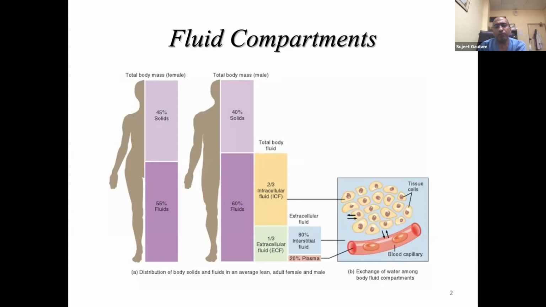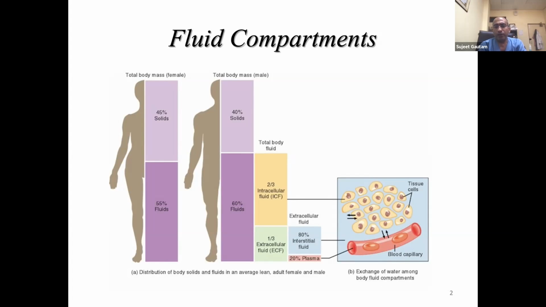And I'm sure that most of us would have gone through pictures similar to this, where various compartments of the fluids are described. Fluid basically constitutes approximately 60% of the human body weight. And out of these 60%, there are two basic compartments of the fluid in the human body. One is the intracellular and the other extracellular. The intracellular is a larger compartment comprising two-thirds of the fluid mass.